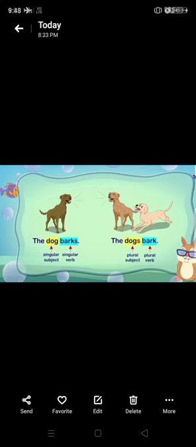In the second example, there are two dogs, which is plural. So here the dogs bark. Now here the dogs is plural, so even the verb bark is plural.